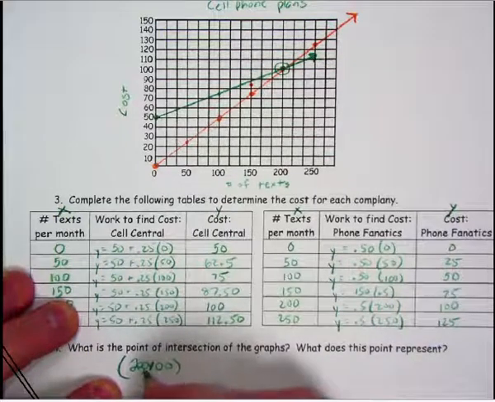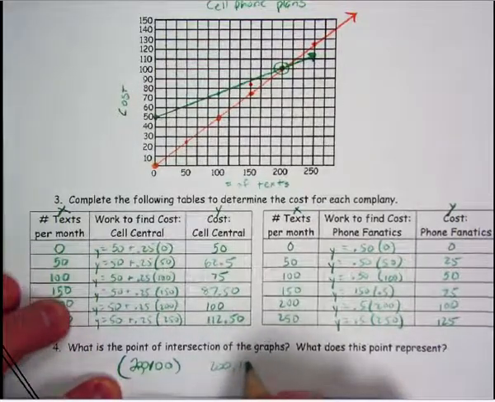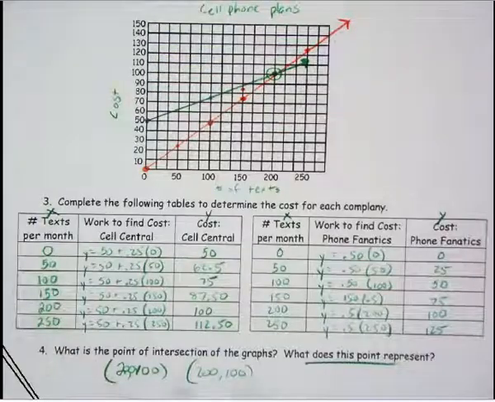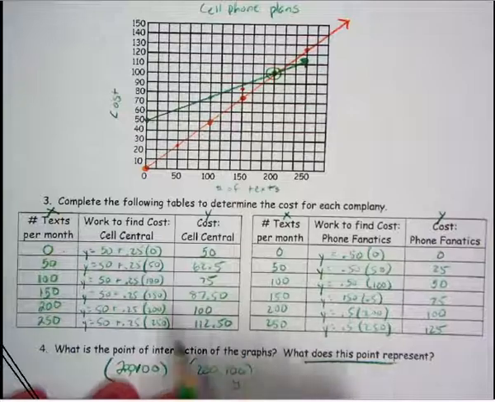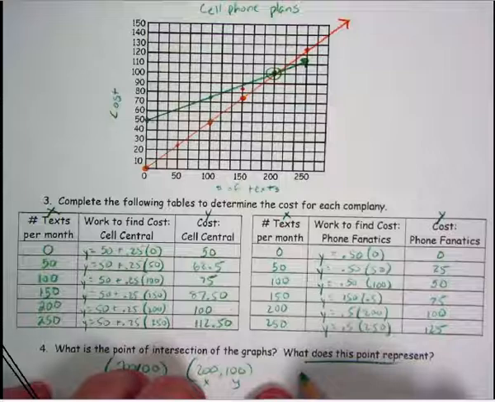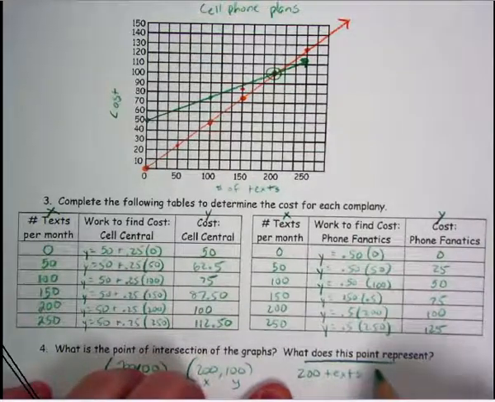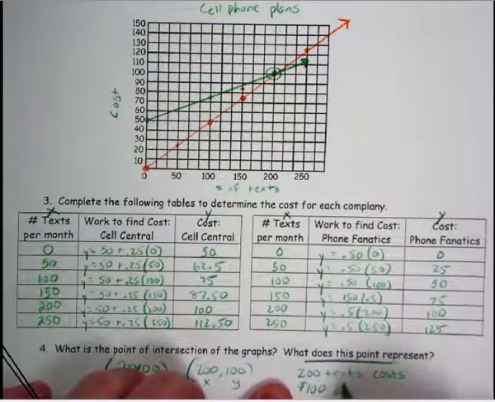I apologize, it's the point 200, 100. In terms of what this point represents, remember that x is the 200 and y is the 100. X stood for number of texts and y stood for cost. So this is 200 texts costs $100 at each company.